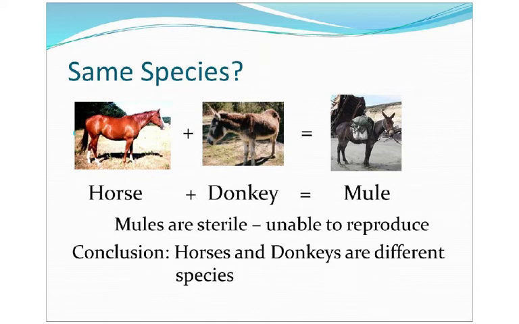Now, how do we decide that they're the same species? If you cross them and they produce fertile offspring, then they're the same species. But look at this example. A horse and a donkey crossed result in a mule. Mules are sterile, unable to reproduce. The conclusion is that horses and donkeys are different species.